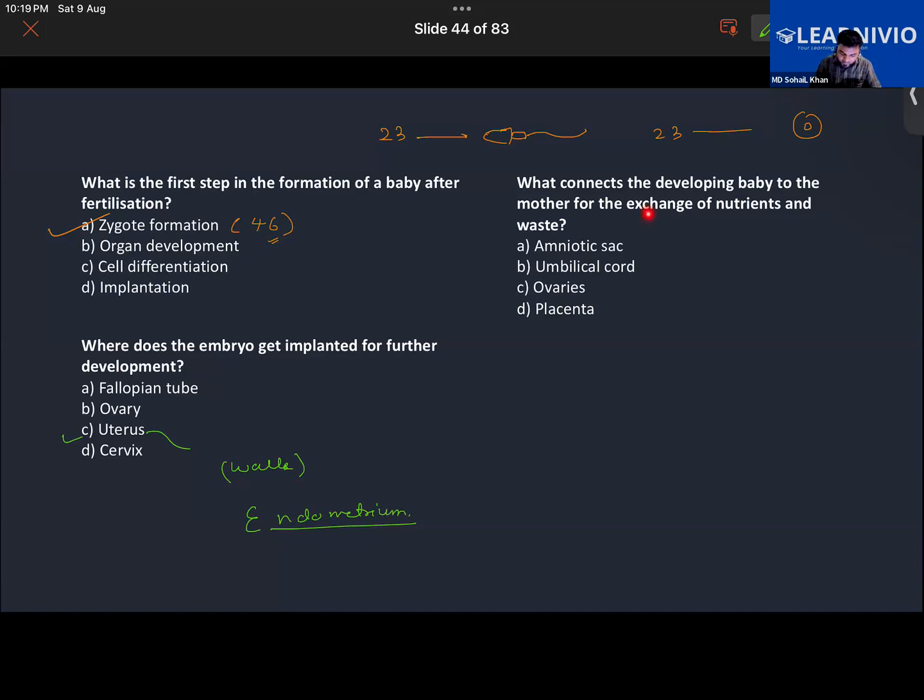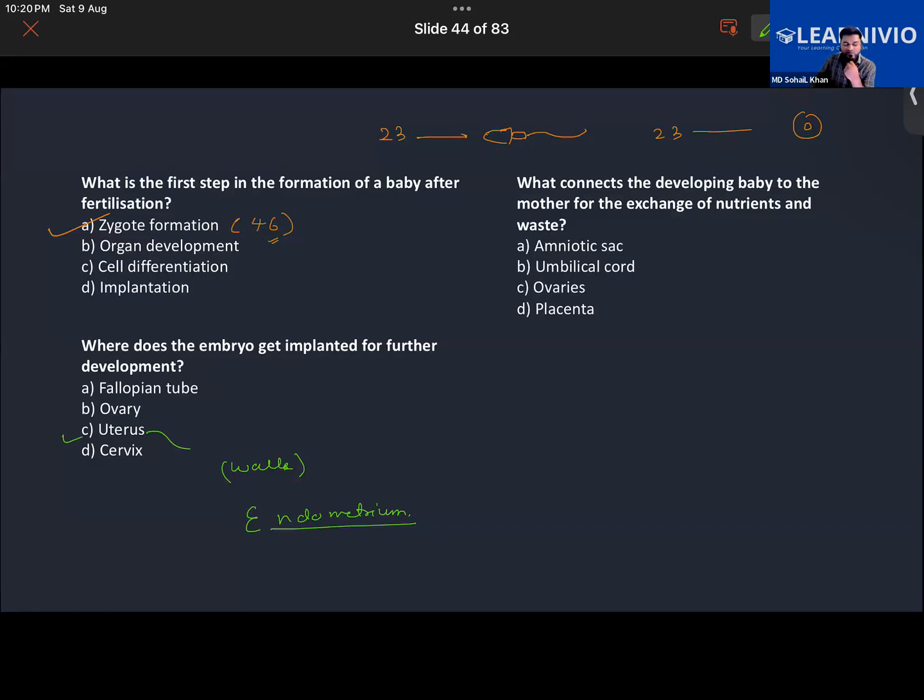What connects the developing baby to the mother for the exchange of nutrients and waste? Umbilical cord. Very good. By the way, you guys know that the umbilical cord is very important. It's said that using the umbilical cord, some medical conditions can be cured. Getting it now.